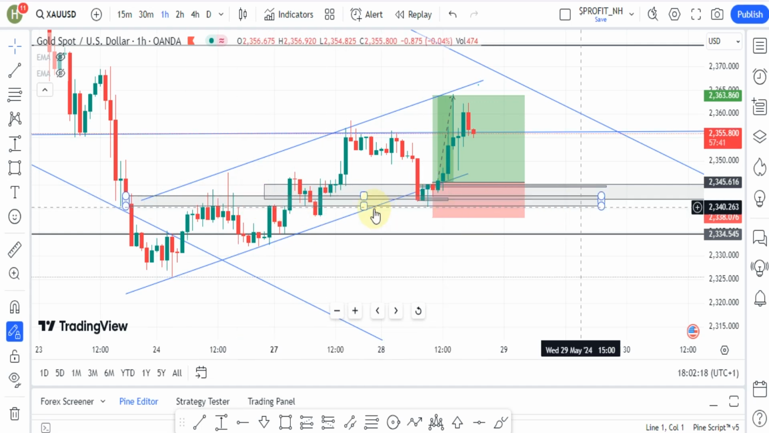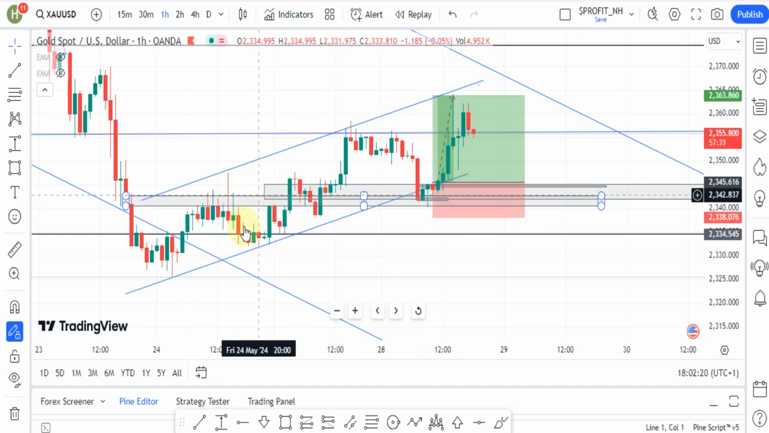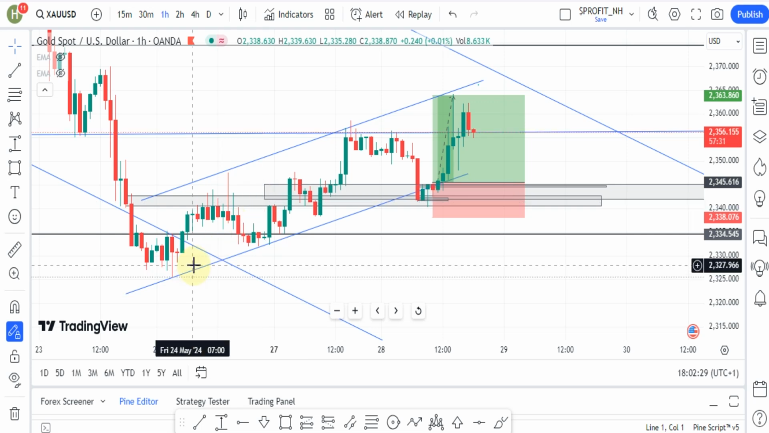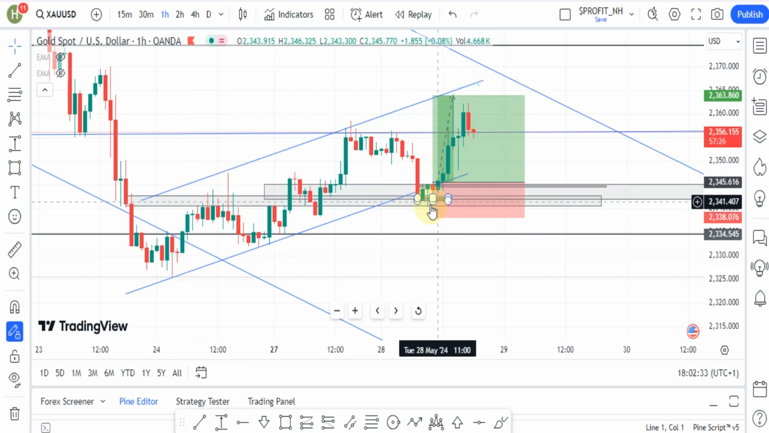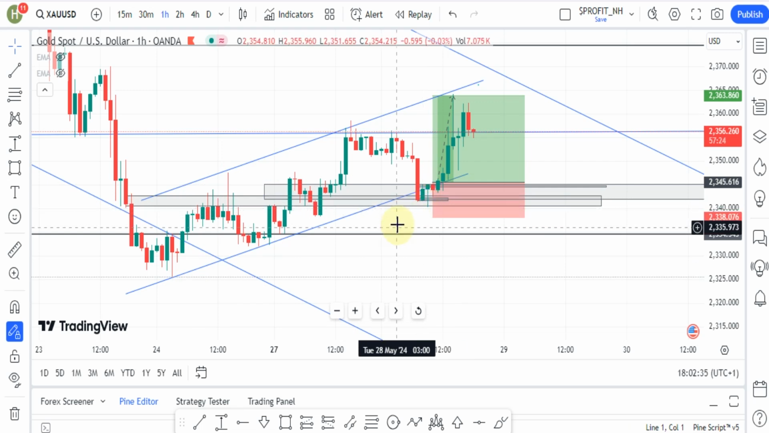So looking at this market coming down to this area, I was expecting it to start reacting around this area. So I started looking for confluences for me to go in this market and take my buy entries. The first confluence that I had is that this market had already started rejecting around this support area.